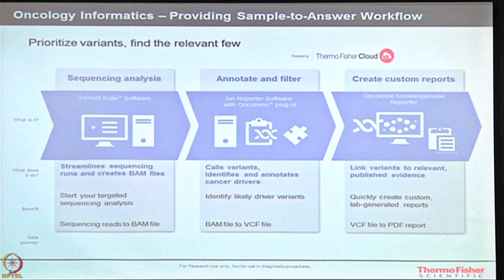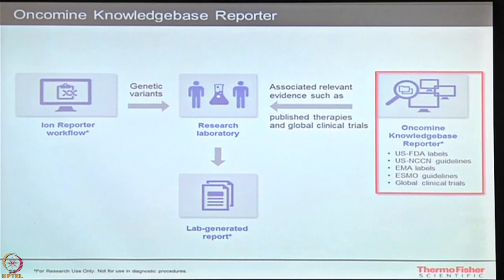So once you push this data to the Oncomine Knowledge Reporter, it will look for this driver information, correlate it with the different drugs available, and then look into the clinical trials that have already happened. Okay. So at this point, if I take it further, you have Ion Reporter coming into play, you have genetic variants, and you have a knowledge base reporter which has different guidelines, information regarding your drugs, and information regarding your clinical trials, everything over here. You correlate them and finally generate a report for it.